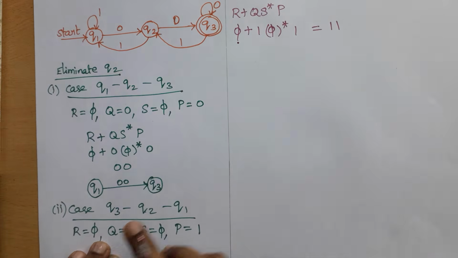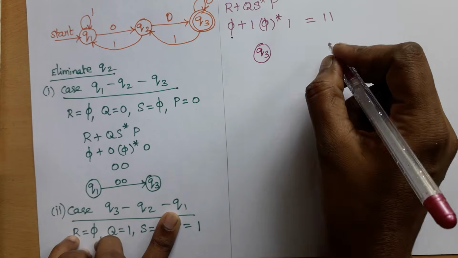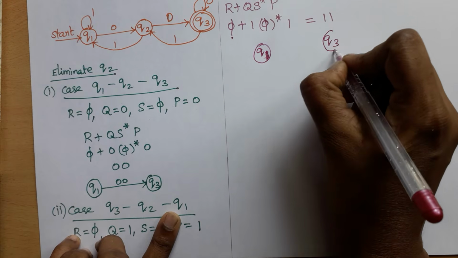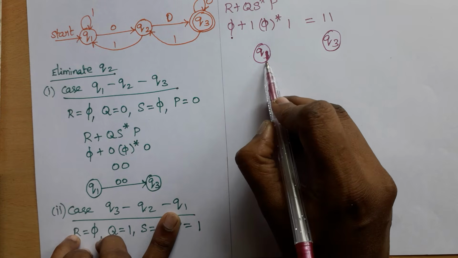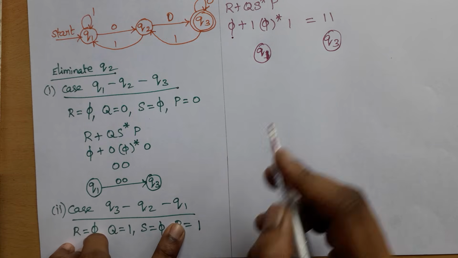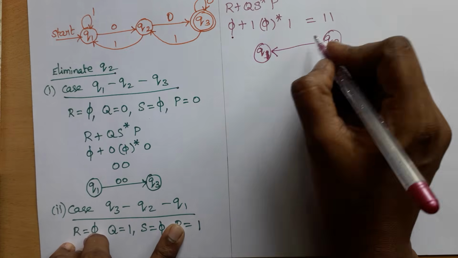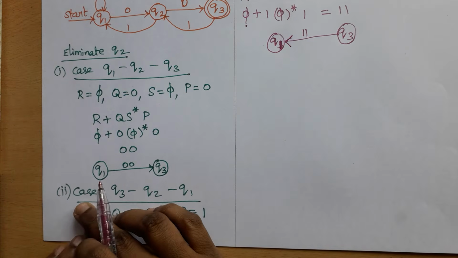So we have to draw an edge from Q3 to Q1. Okay, Q3 to Q1, or we can write it in the same way. First draw Q1 and Q3, but we have to draw an edge from Q3 to Q1. So from Q3 to Q1, draw an edge, and that edge should be labeled by 1 1. Okay, so this is the second case.